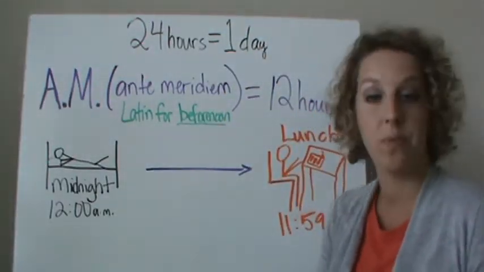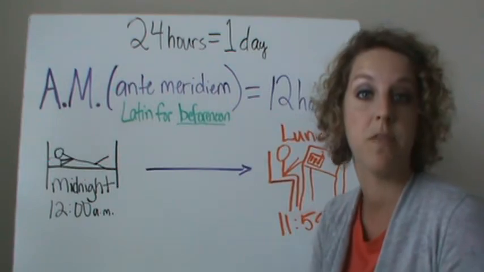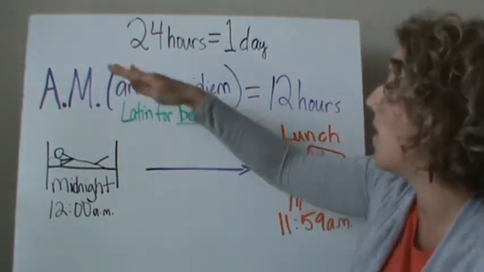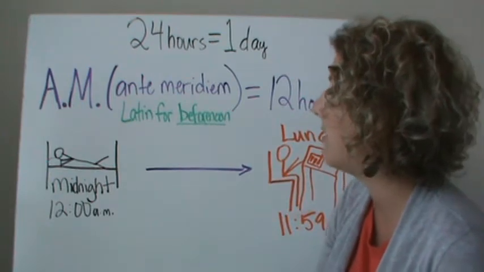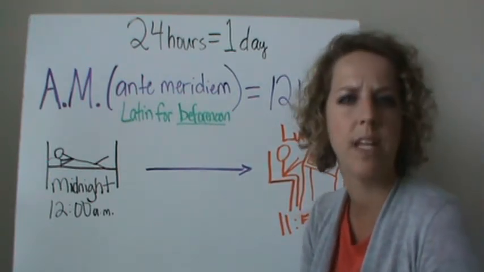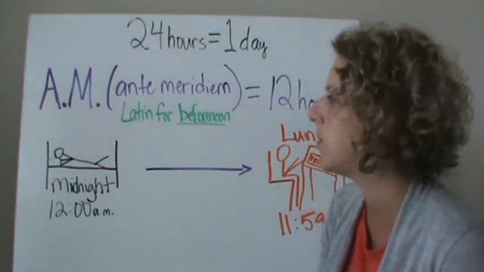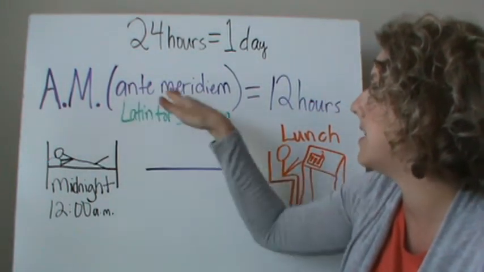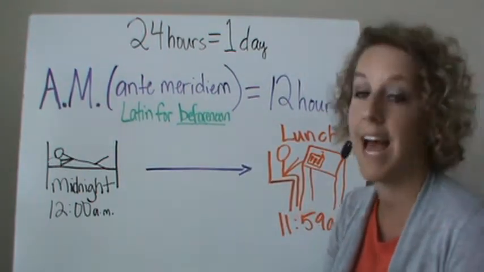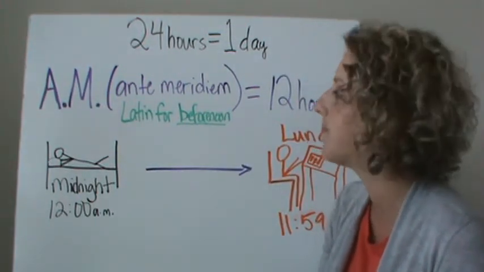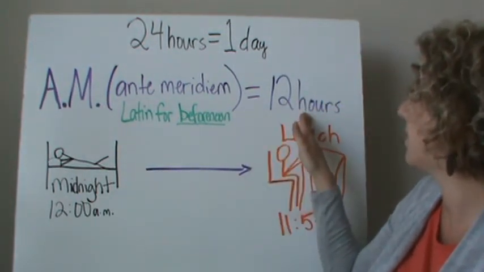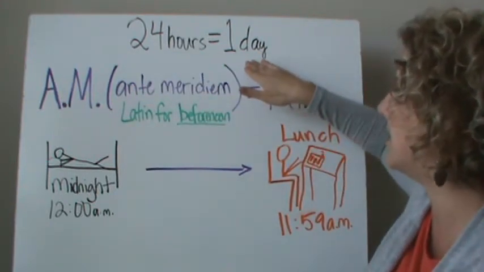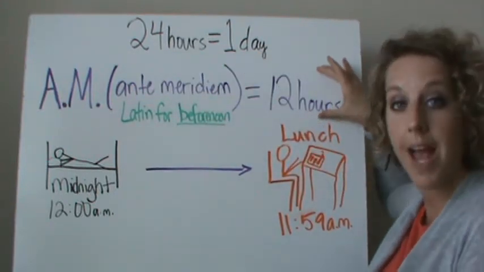And it starts to get really tricky when you cross over from AM to PM or PM to AM. And so I've allowed us to focus on AM and PM and really see what those two things mean. AM stands for ante-meridiem, which is Latin for before noon. And that's 12 hours of the day. We know that there's 24 hours in one day. 12 of them are AM.